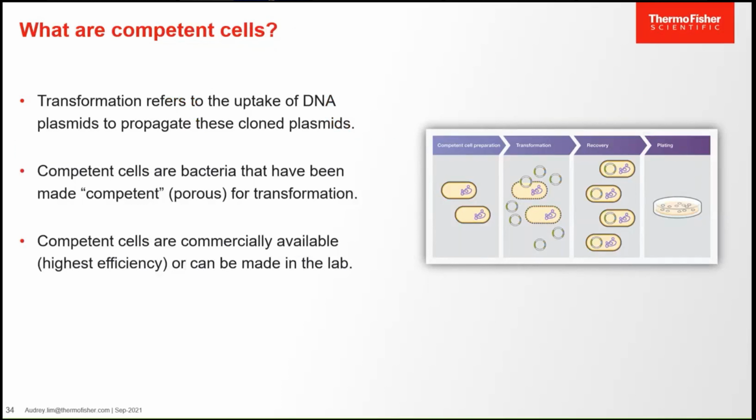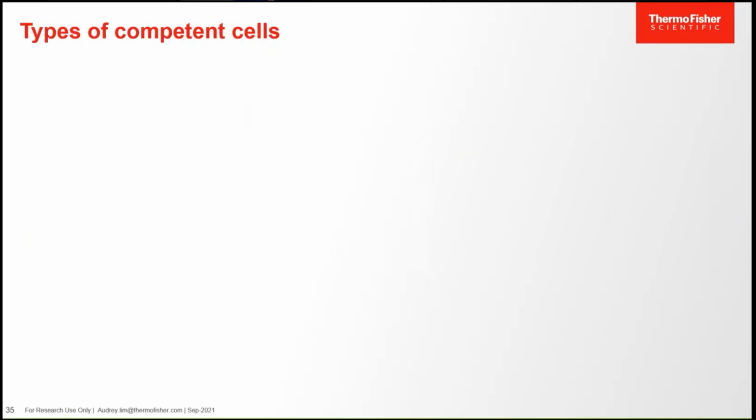the transformation. Okay, so for transformation, we use a special type of bacterial cell called competent cell. This cell has been made porous for efficient transformation. Competent cells are available commercially, and these usually give the highest transformation efficiency, or they can also be made competent in labs. If you want to make them in the lab, there are two types of competent cell.